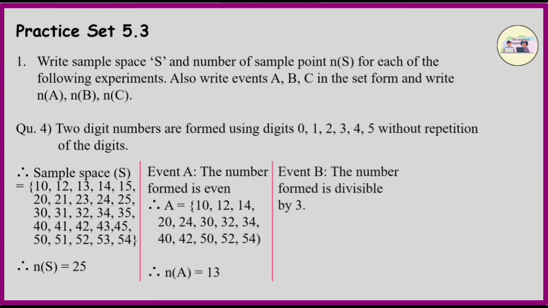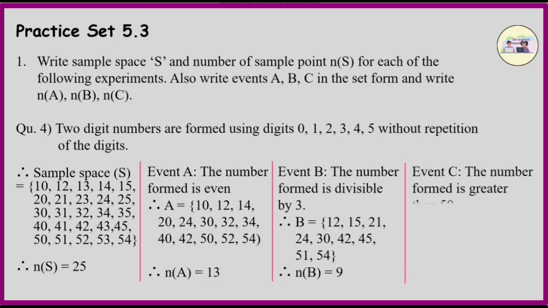Condition for event B, the number formed is divisible by 3. B is equal to {12, 15, 21, 24 till 54}. Therefore, n(B) is equal to 9. Condition for event C, the number formed is greater than 50. Therefore, {51, 52, 53 and 54}. Therefore, n(C) is 4.